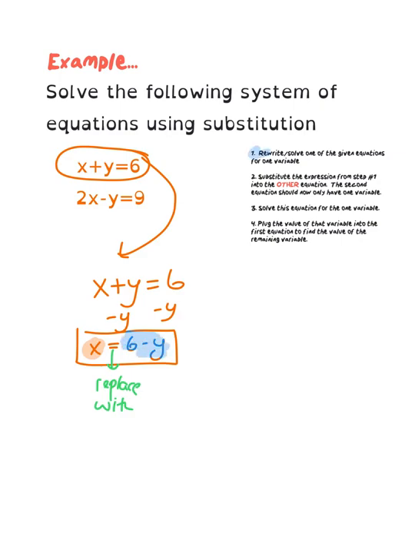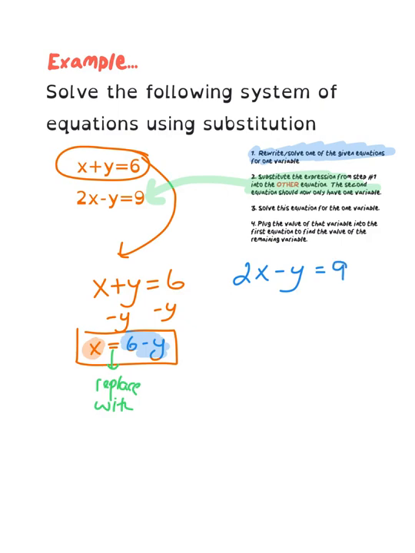So we've done the first step. We rewrote one equation, so it's in terms of just one variable. So x is 6 minus y. So what we're going to do now is substitute that expression. So wherever we see x, we're going to substitute it into this other equation. So we have 2x minus y is equal to 9.